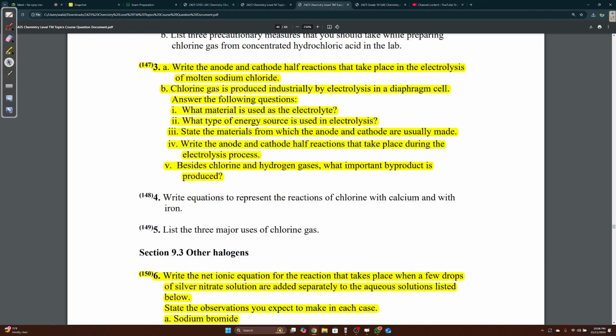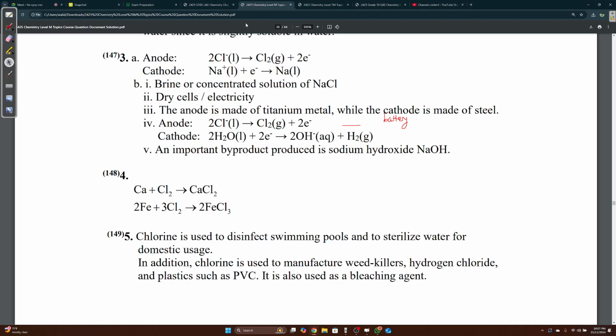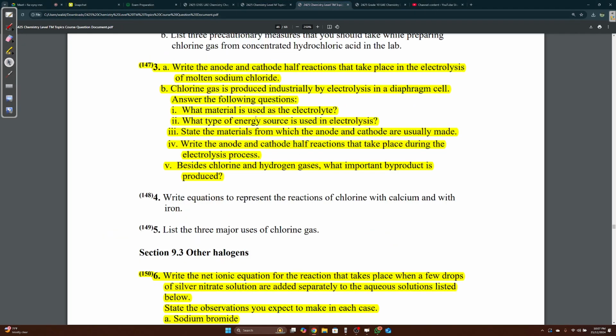What type of energy source is used in electrolysis? Obviously, the energy source in electrolysis is a battery. So how did they say it? I think they said dry cells. Yeah, you could say dry cells, or electricity. Electricity makes more sense. Electric battery, electricity. These questions, you memorize them.